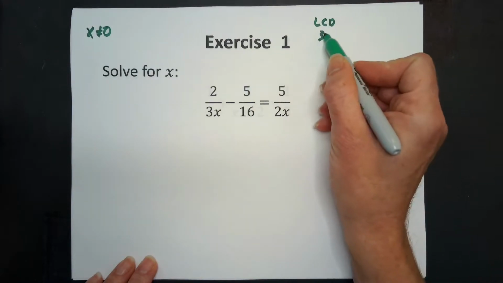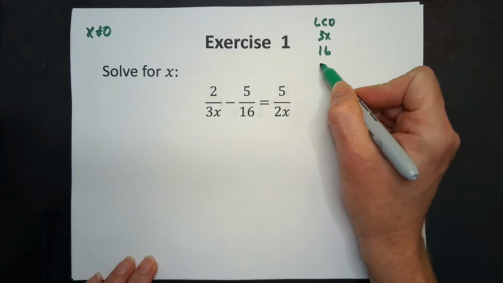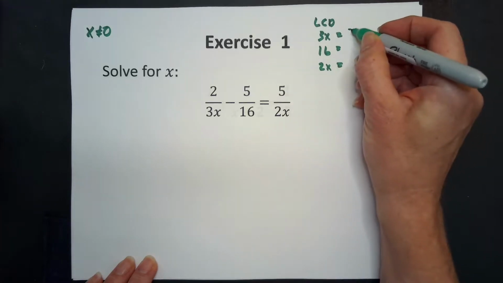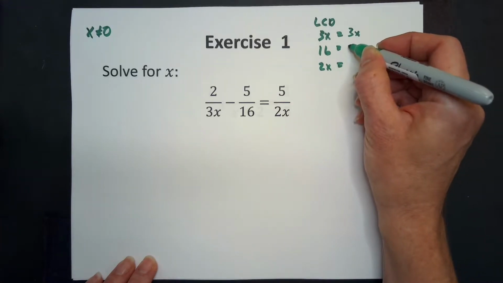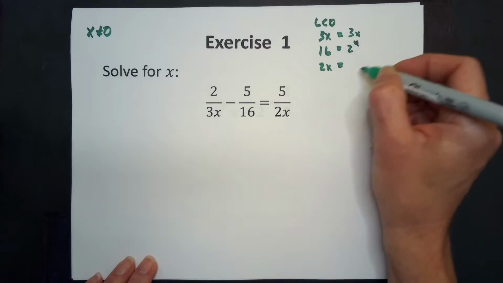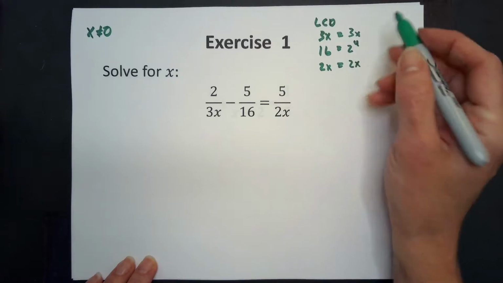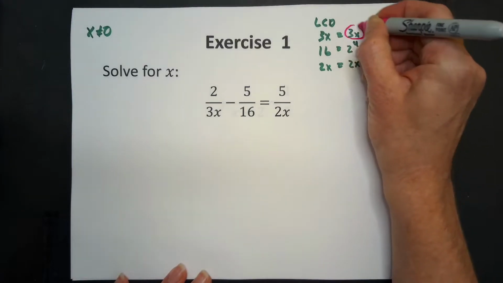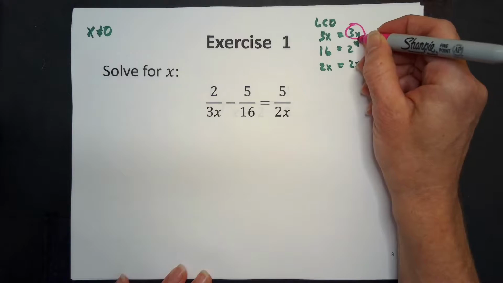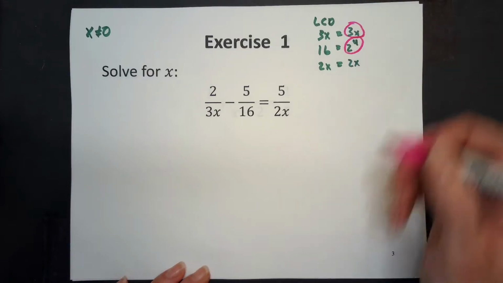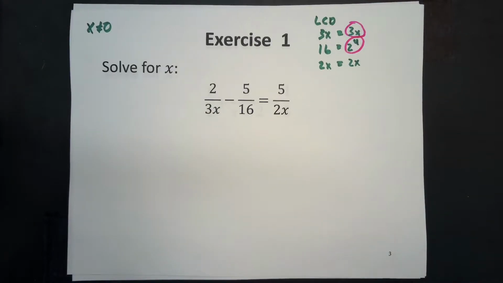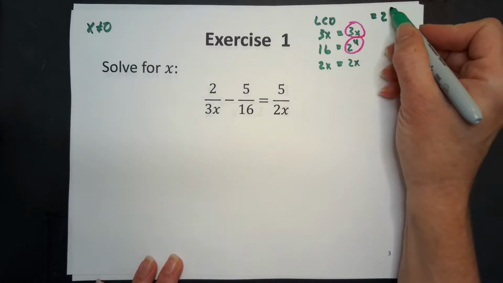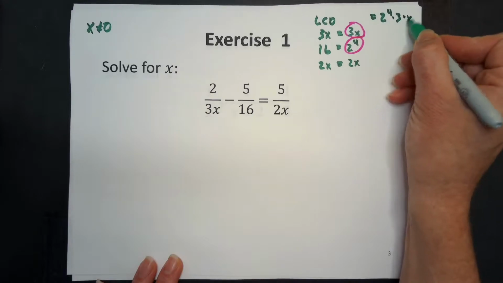Well, I'm going to need a 3x, I'm going to need a 16, and a 2x. So let's factor that. Well, that just factors into 3x. That just factors into 2 to the 4th power. And this is 2 times x. So I'm going to need an x and a 3. That comes there. And then I'm going to need the highest power of 2, which is 2 to the 4th. And I don't need anything from this third term. So my least common denominator becomes 2 to the 4th times 3 times x.